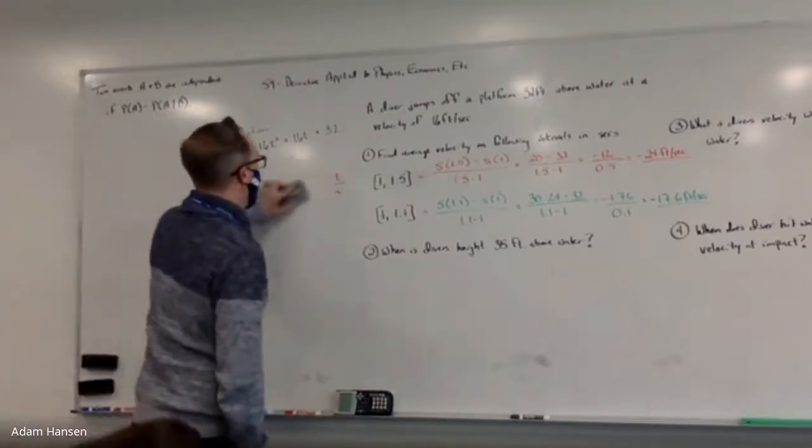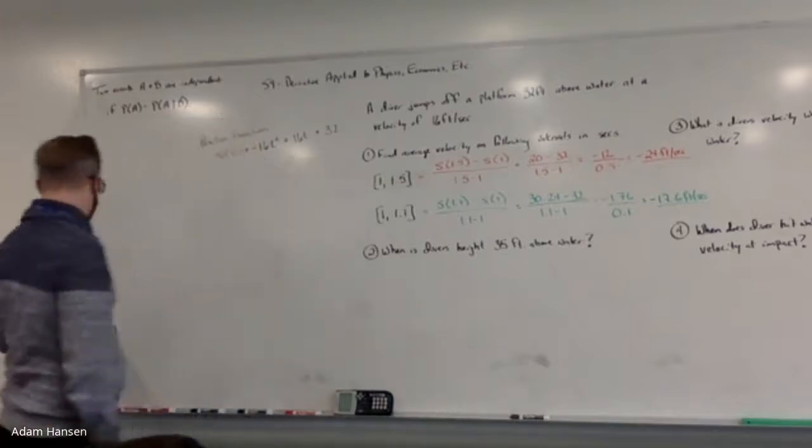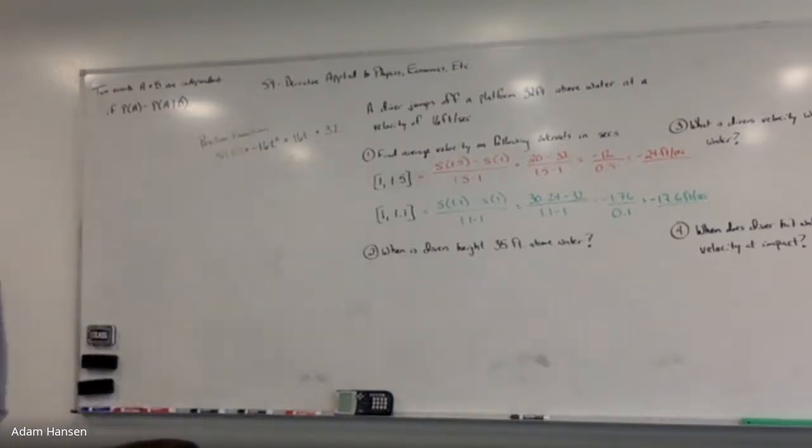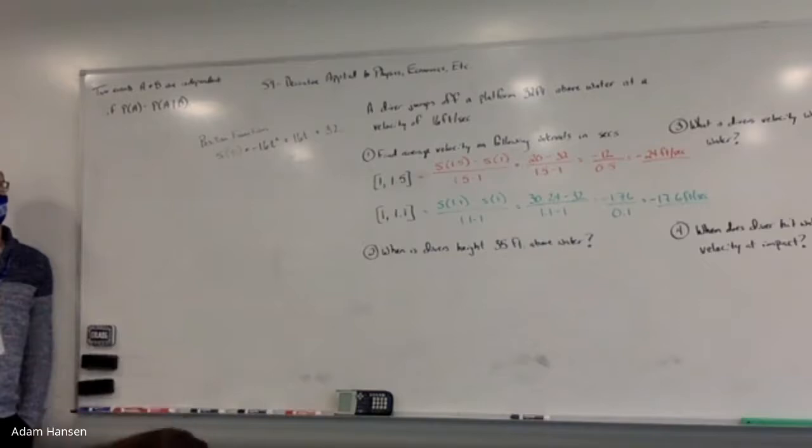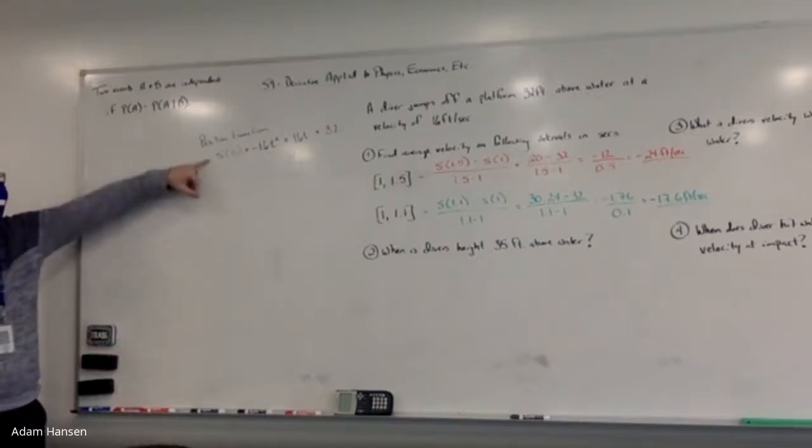We've got some average velocity taken care of. Question number 1 so far. When is the diver's height 35 feet above water? I want to know at what time the diver is 35 feet above the water surface. What do I do? How can I use the position function to answer this question?